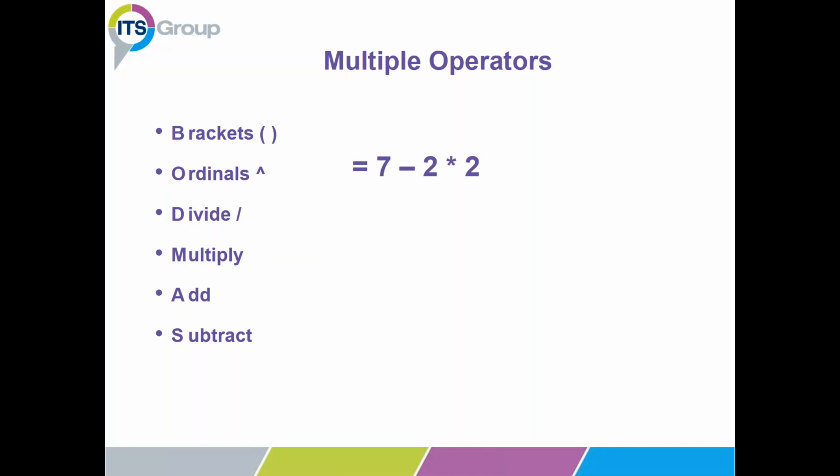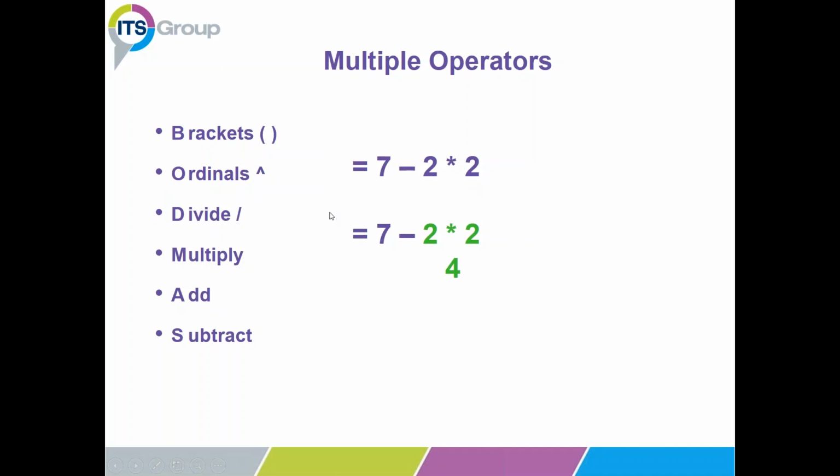So our formula was 7 minus 2 times 2, using cell references. It doesn't matter how you type the formula in, what order you actually type the operators in. As soon as you press enter, Excel goes to its order of precedence and works it out this way. Is there anything in brackets? No. Any ordinals? No. Any divides? No. Any multiplies? Yes, there's a times there. We've got 2 times 2.